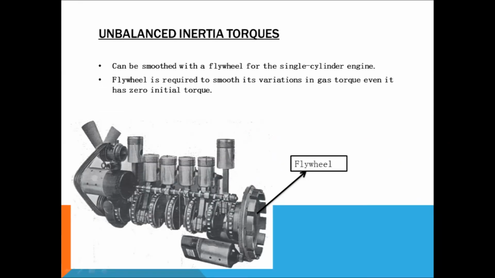Then I'm going to talk about the unbalanced inertial torque. It can be smoothed with a flywheel for the single cylinder engine, and the function of the flywheel is to smooth its variation in gas torque even if it has 0 initial torque. The figure below shows where the flywheel is positioned on the crankshaft.